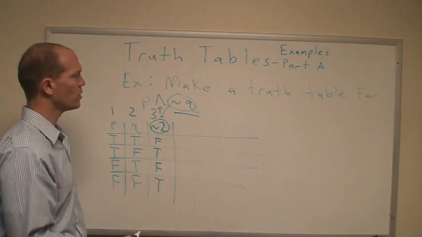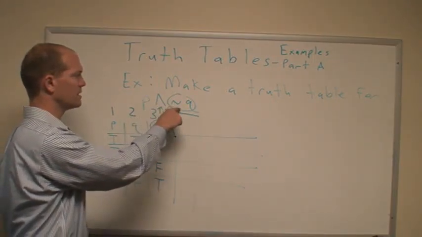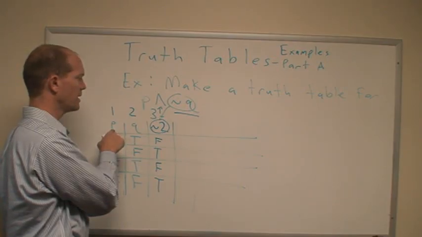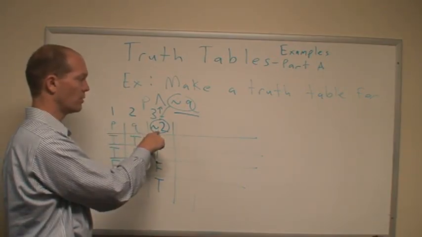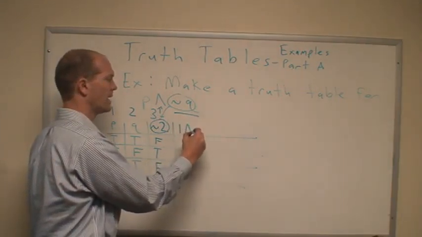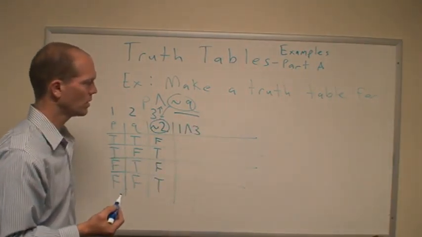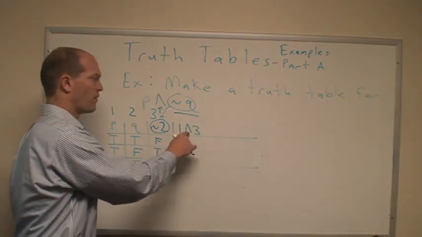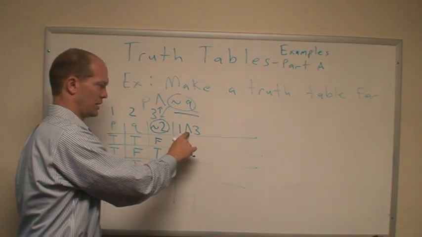My overall goal is to have P and not Q. Looking at this, that should be P and what I have in column 3. That is, I want to have what I have in column 1 and column 3 in this final column, and this will be the last column on here. I'm going to perform the AND operation here.